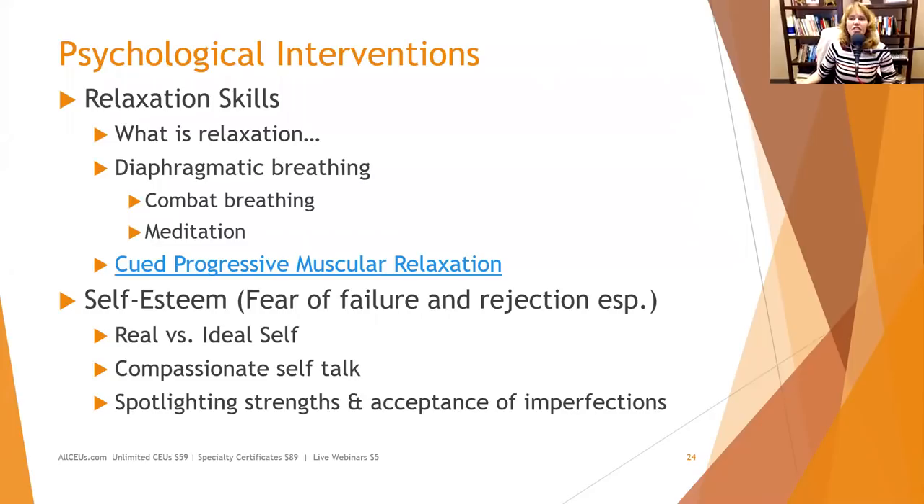Other psychological interventions, relaxation skills. Encourage people to learn how to relax, not only physically, but mentally. Diaphragmatic breathing is helpful, encouraging them to breathe through their stomach. Put their hand on their belly and feel their belly expand and contract. Slows breathing down, which triggers the rest and digest reaction in the brain, which is calming.